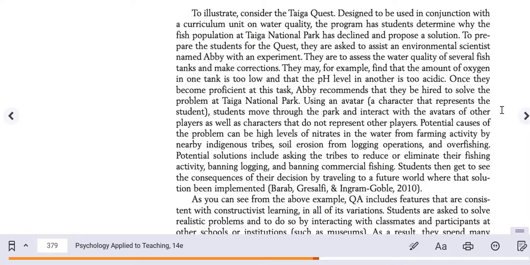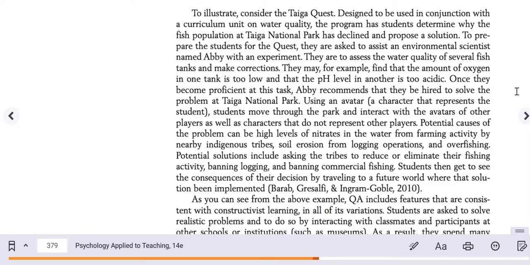Park. Using an avatar, a character that represents the student, students move through the park and interact with the avatars of other players as well as characters that do not represent other players. Potential causes of the problem can be high levels of nitrates in the water from farming activity by nearby indigenous tribes, soil erosion from logging operations, and overfishing. Potential solutions include asking the tribes to reduce or eliminate their fishing activity, banning logging, and banning commercial fishing.